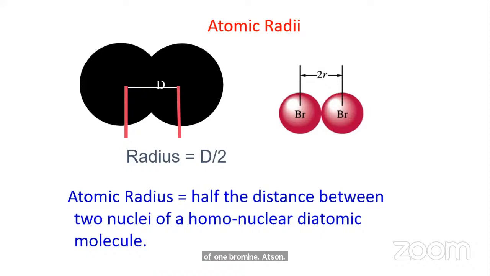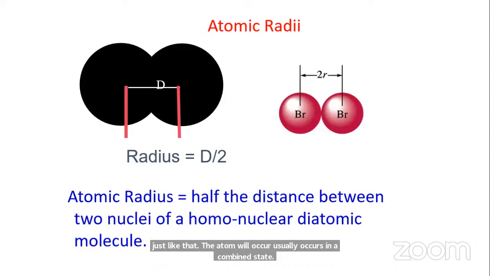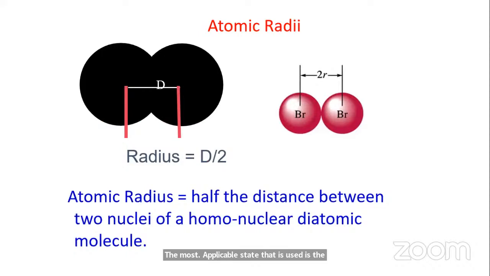But usually the atoms do not occur just like that. The atom will usually occur in a combined state. The most applicable state that is used is the covalent bond. But even if it is not a covalent bond, the atoms will be related. If it's not by the covalent bond, it will be related by an internuclear bond, which is maybe the hydrogen bonding. It could be the van der Waals bonding. You can also have the metallic bonding. But half the distance between two nuclei of a homonuclear atom is the atomic radius.